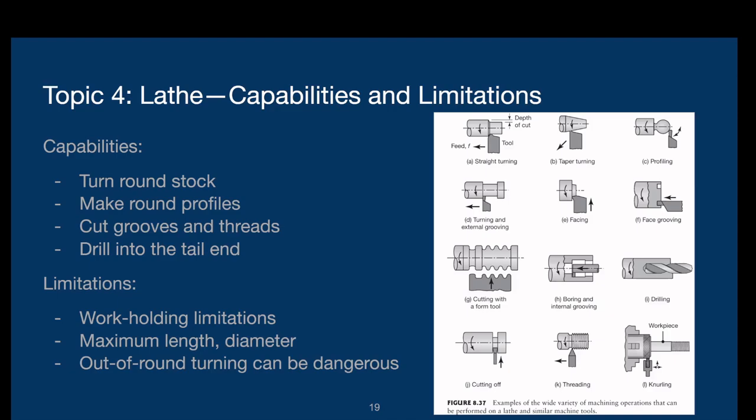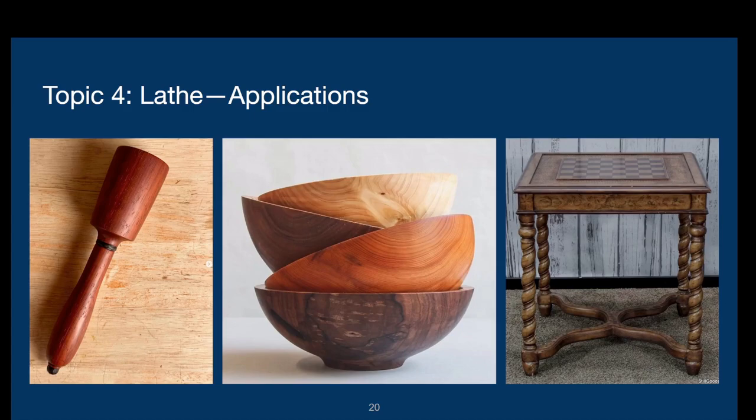However, some of its limitations are related to work holding, which can be tricky for some parts if they're an awkward shape. And also, most lathes have a maximum length and maximum diameter that they can handle. Finally, out of round turning can be dangerous since a spinning piece that is off-balanced may cause injury or other damages. The applications of lathing are very extensive, and I've pulled up some beautiful woodworking images to demonstrate them.